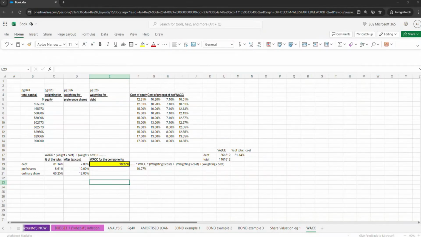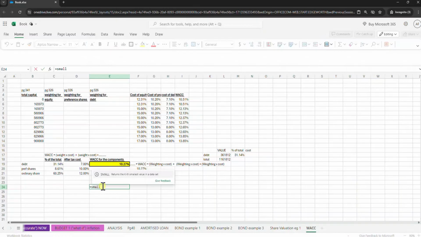All right, let's go back to that page. What was that other function? Was there another function there? Where were we? Page 341, yes. SMALL: return the kth smallest number in the range. Okay, so look, SMALL. Let me show you what this does.